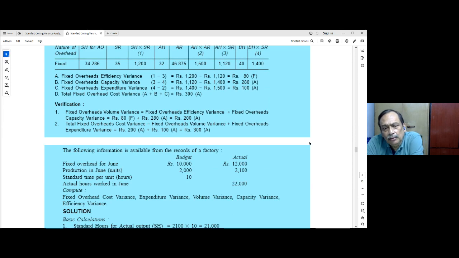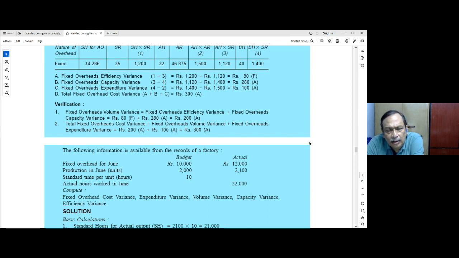So we can go for the verification, that is fixed overhead volume variance is equal to fixed overhead efficiency plus fixed overhead capacity. It comes to 80 favorable plus 280 adverse, so it is 200 adverse. Okay.